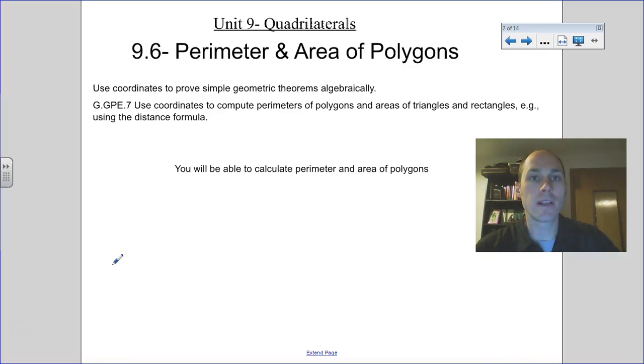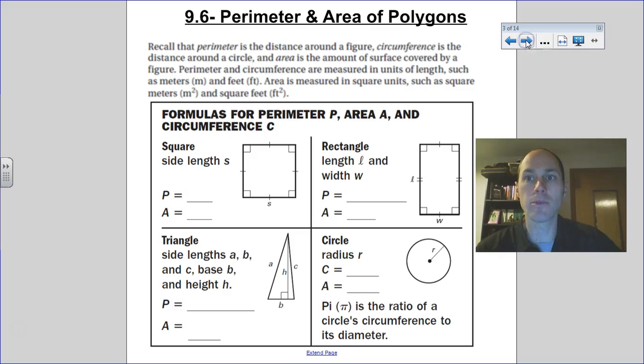We'll wrap up our unit on quadrilaterals talking about something you're probably familiar with, calculating perimeter and area of polygons. So we'll go through some of the formulas that we use in that, and then in your assignment we'll do some application with that where you can apply that and put that in kind of a more real situation or a more challenging situation than what you're used to before.